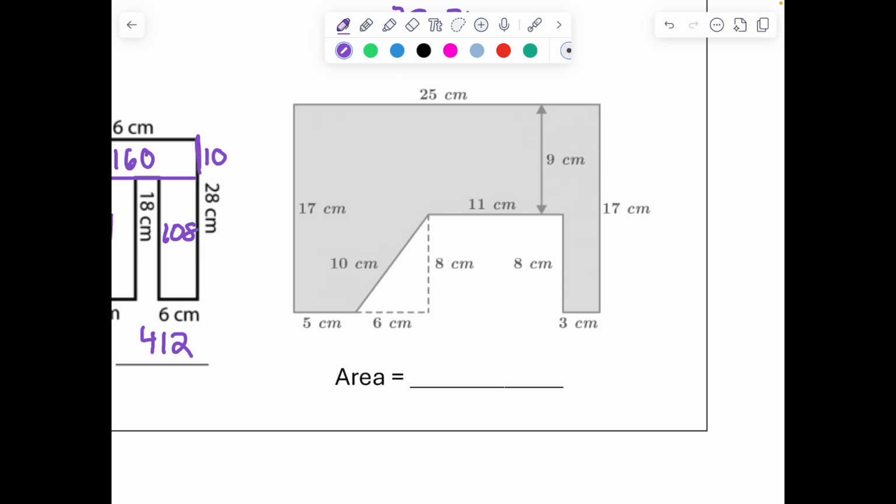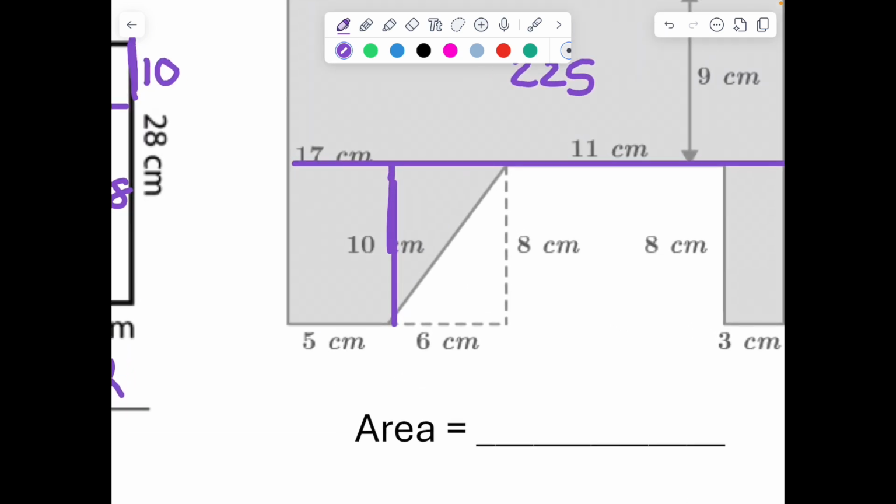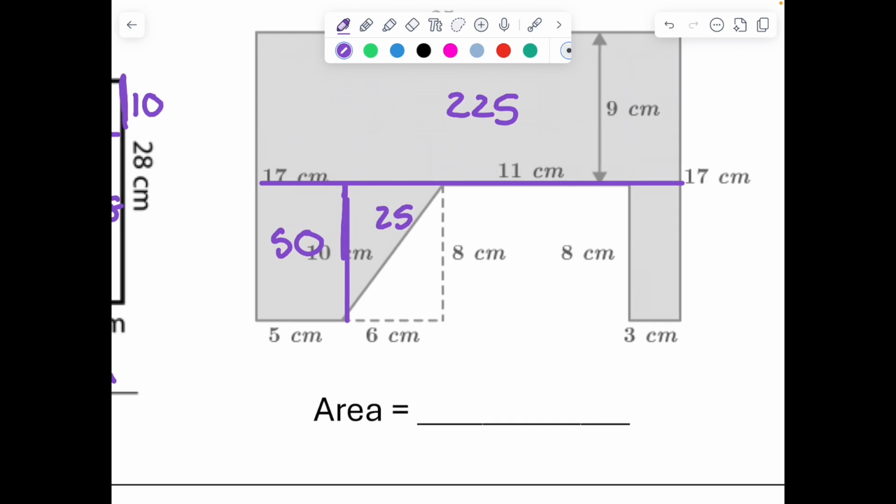All right, then we've got a lot going on here. Why don't we take care of this right here? So this is a 25 by 9 rectangle. So 25 times 9, this whole thing is 225. I'm going to break this shape into a triangle and a rectangle. So we've got a 5 by 10 right here, so that's 50. And then this triangle is going to be half of that, 25.